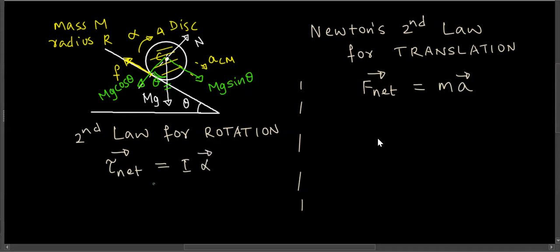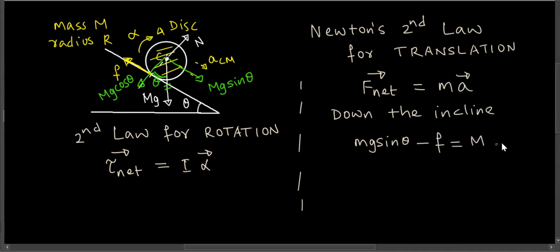So when we apply Newton's second law for translation down the incline, if you look at the forces, I have mg sine theta acting in the downward direction, right? And friction is acting in the upward direction. So I simply have mg sine theta minus friction is equal to mass into acceleration of the center of mass.